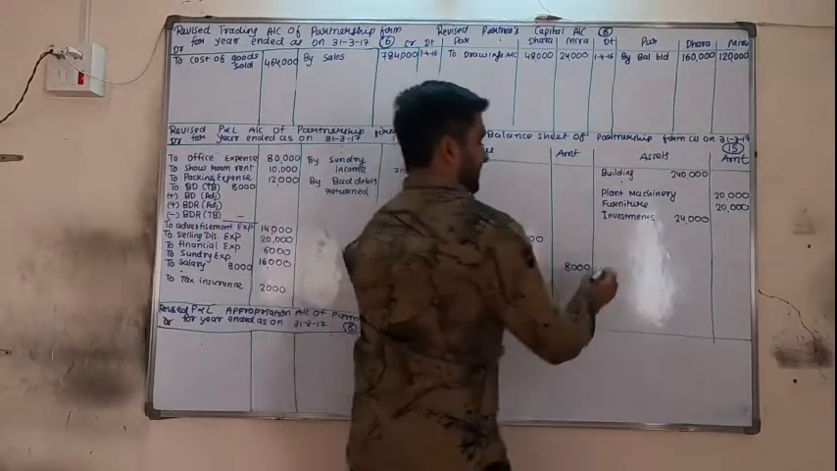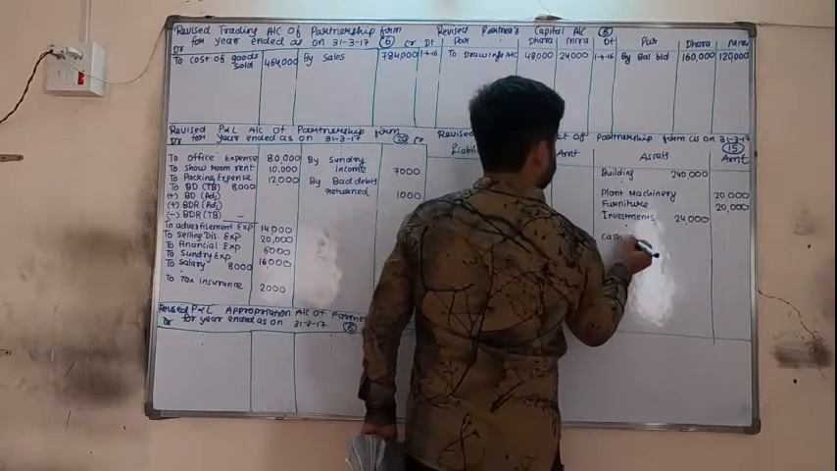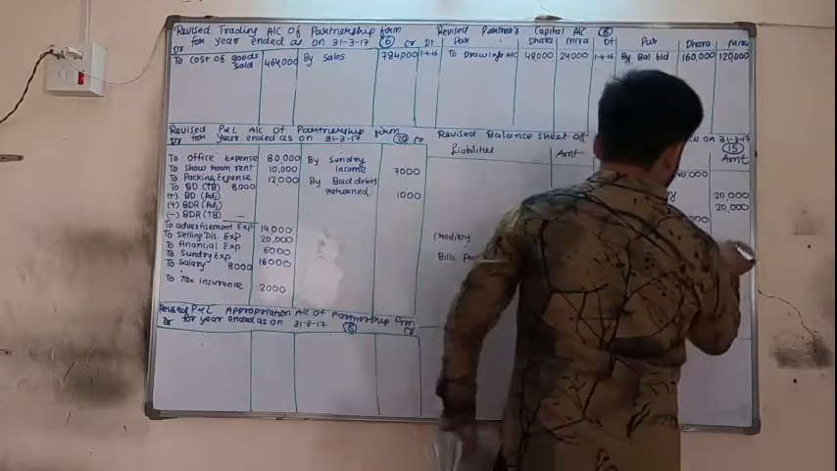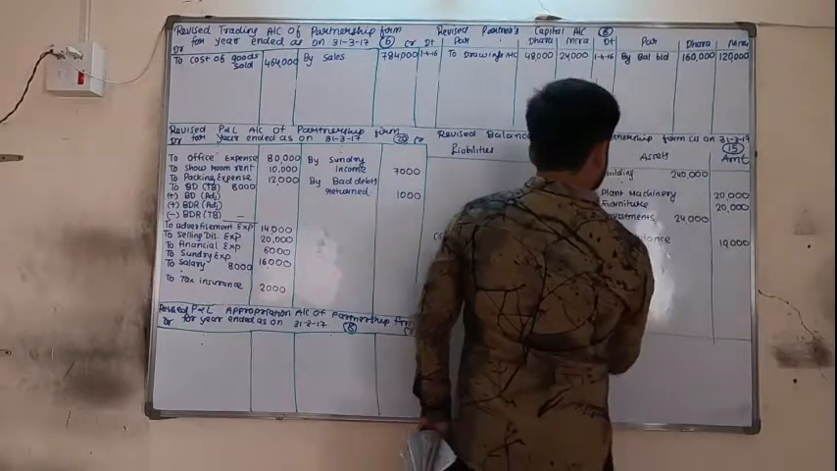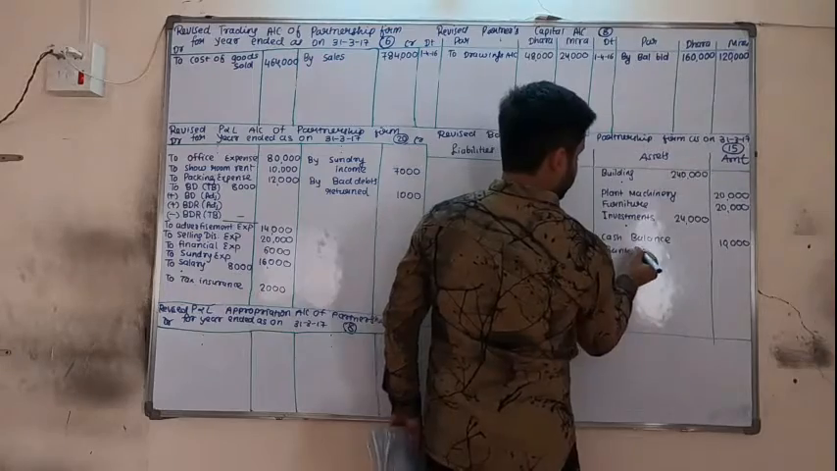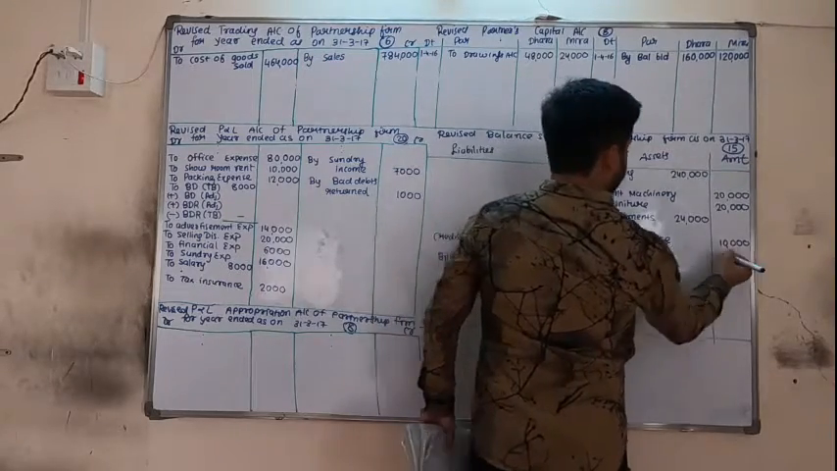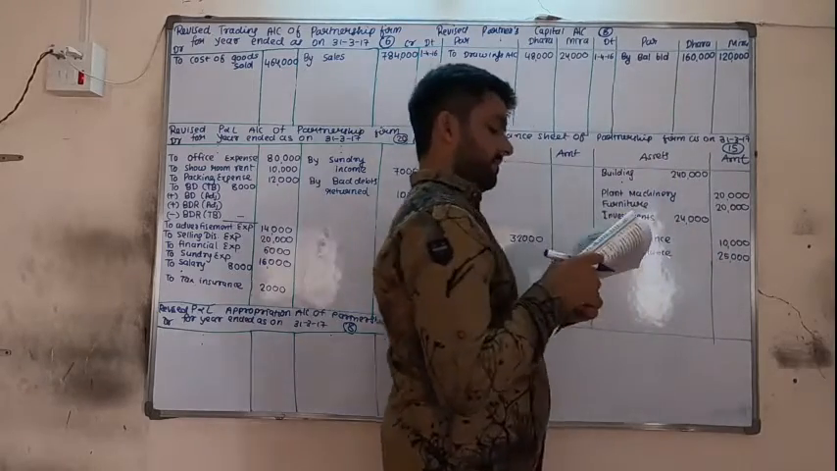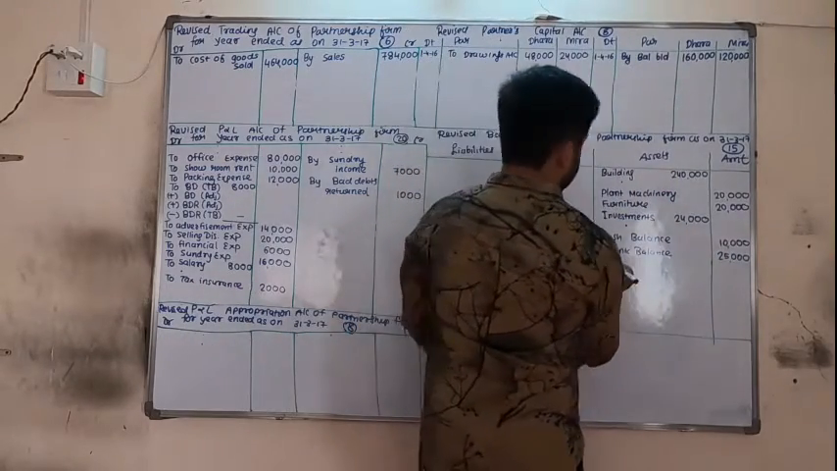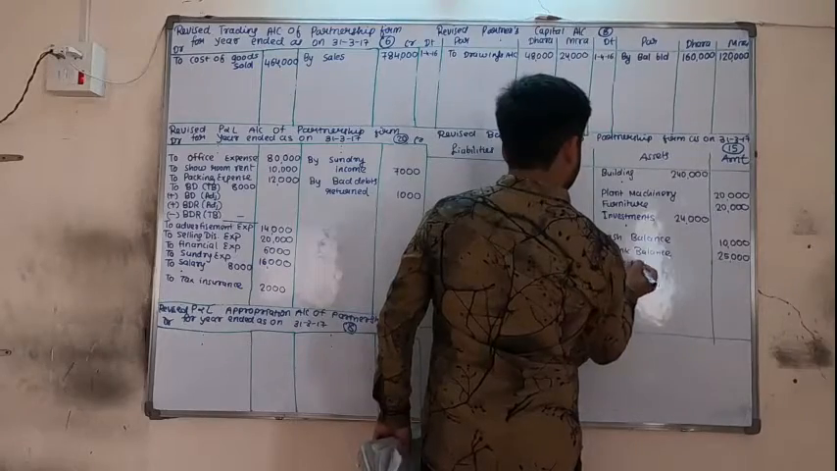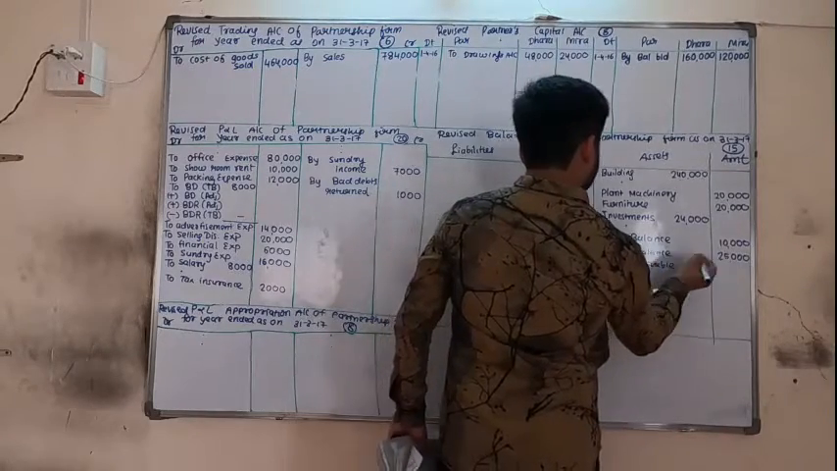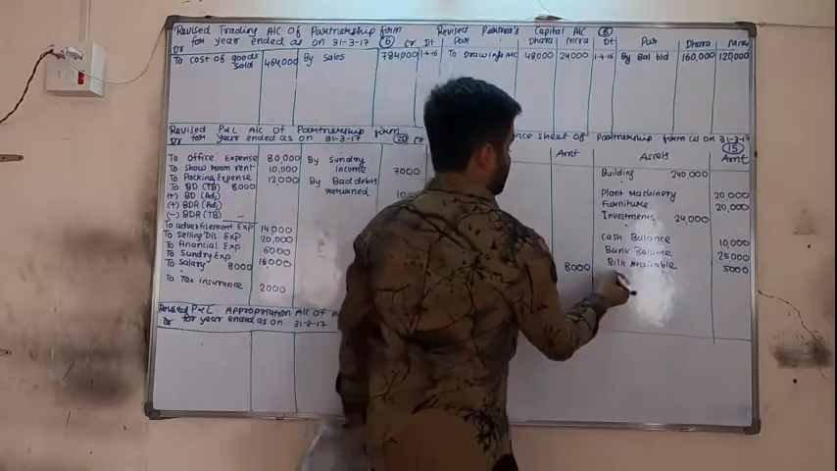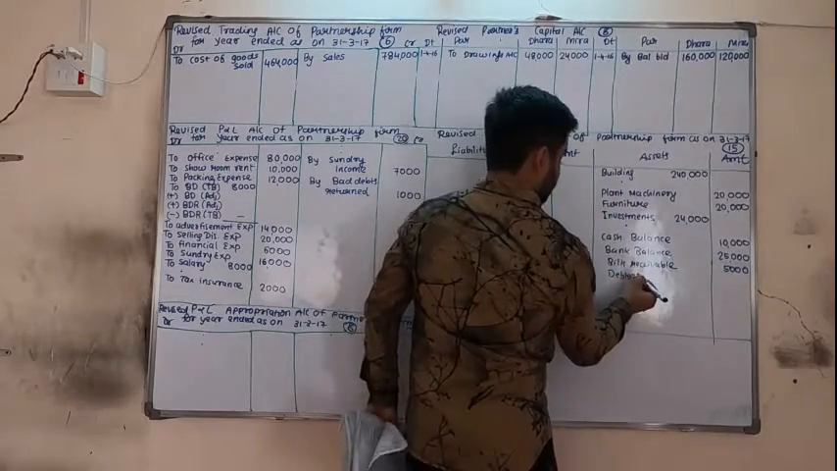Now cash balance. Keep one line here, then cash balance 10,000. Then bank balance 25,000. Then bills receivable 5,000, here only. Then debtors 56,000. It has an adjustment.